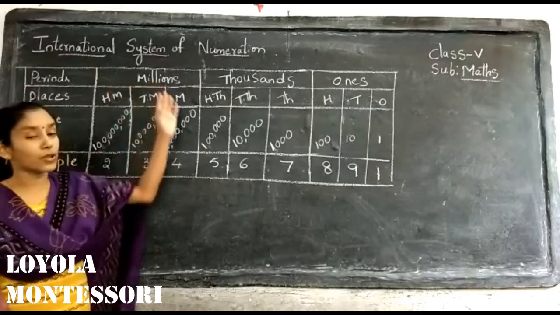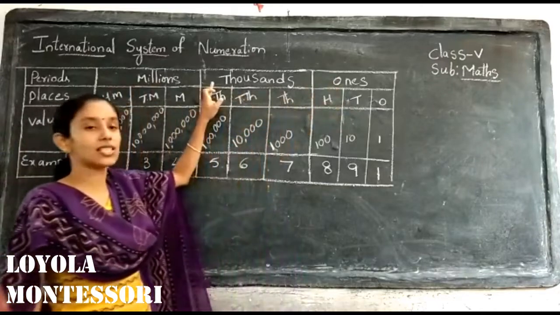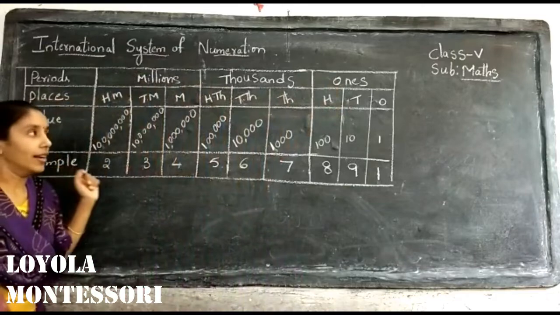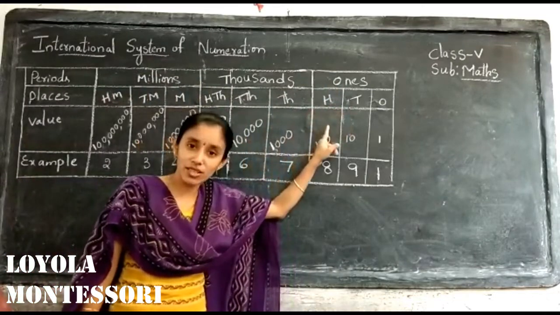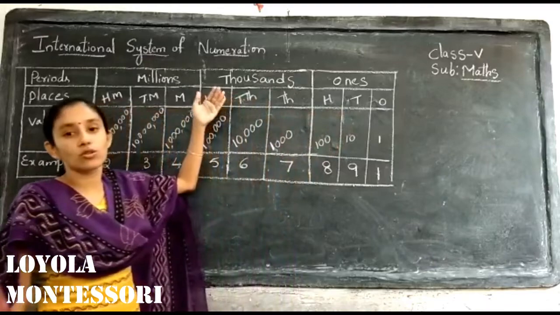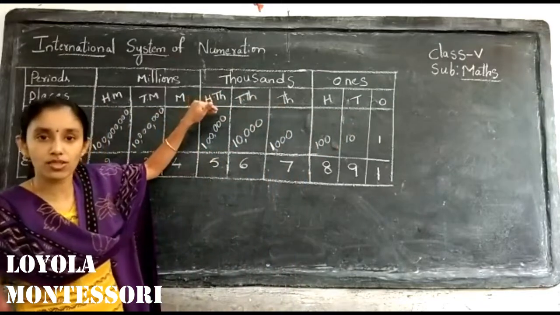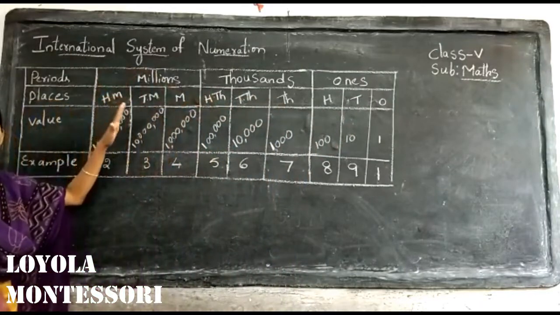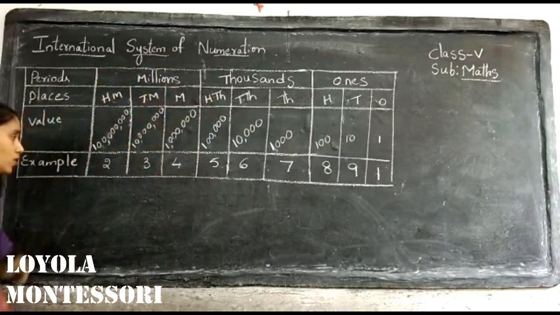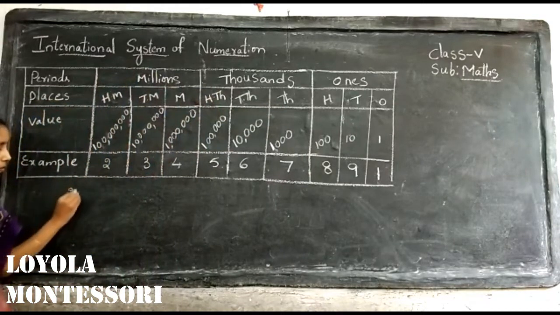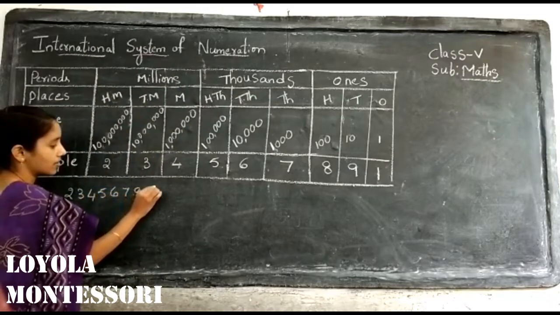International system of numeration. We have 3 periods in the international system of numeration: ones, thousands and millions period. In ones period we have 3 places: ones, tens and hundreds. In thousands period also we have 3 places: thousands, 10,000s and 100,000s. And in millions period also we have 3 places: millions, 10 millions and 100 millions. So now how to write the number name with respect to its places.